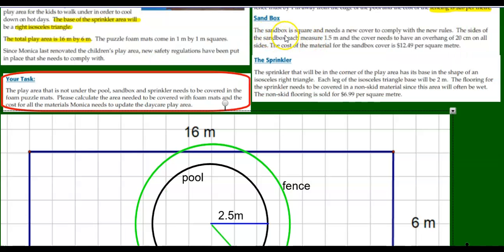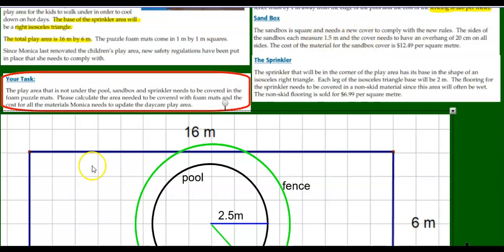So let's look at the sandbox. It's a square and needs a new cover to comply with the new rules. The sides of the sandbox are 1.5 meters. And the cover needs to have an overhang of 20 centimeters. So the cover has to be a little bit longer than the sandbox, so it folds over on all sides. And it costs $12.49 per square meter. So we have to find the area of that tarp that goes over it, the cover.